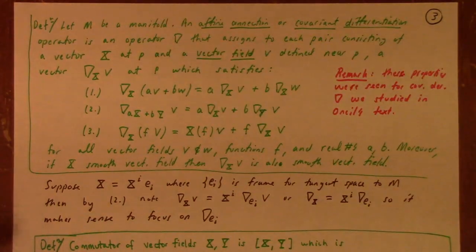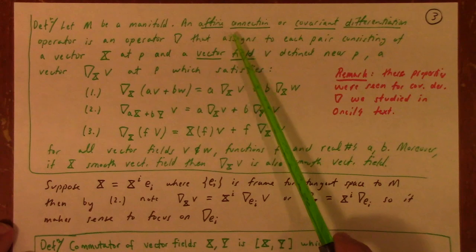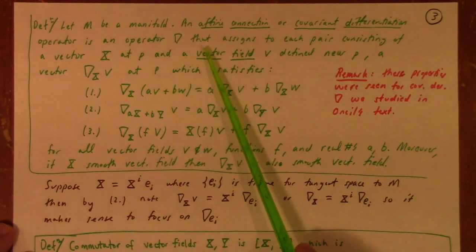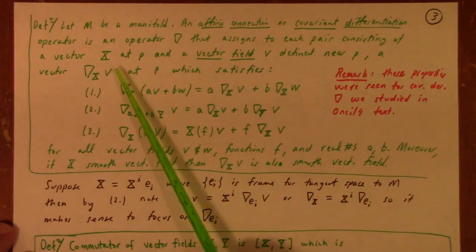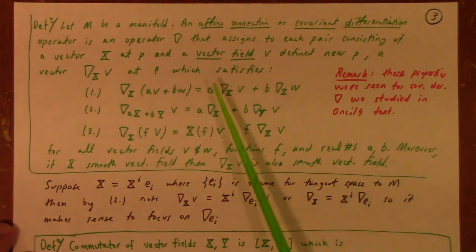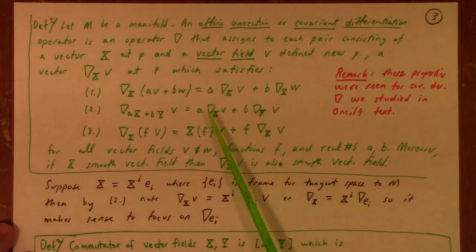So again, we're still following Frankel at the moment. He puts forward the following definition. If M is a manifold, an affine connection or a covariant differentiation operator is an operator, nabla, that assigns to each pair consisting of a vector X at the point P and a vector field V defined near P a vector, nabla_X V, at P which satisfies the following conditions.